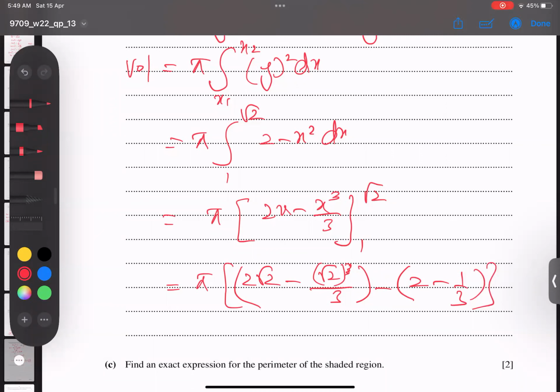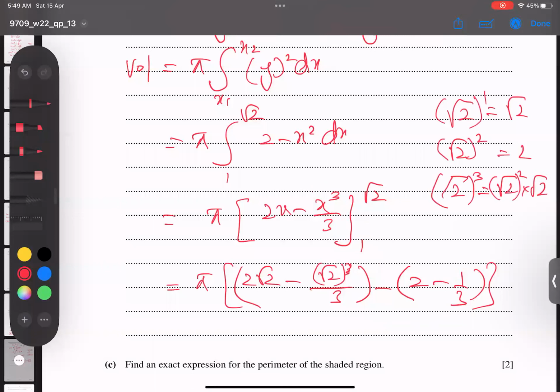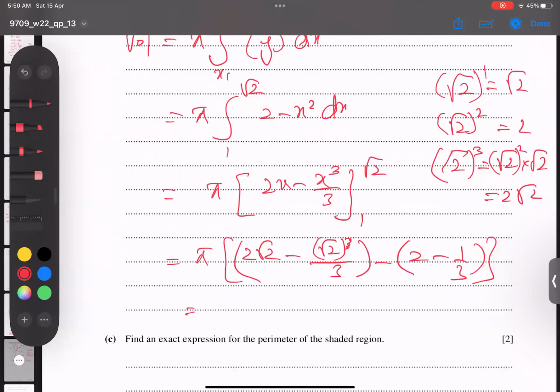After this, for your knowledge, root 2 to power 1 is root 2. Root 2 to power 2, the square root cancels out, we get 2. Root 2 to power 3, I can write as root 2 to power 2 into root 2, because the powers add to give 3. We just got 2, so it means I get 2 root 2. So make sure whenever a cube is on the top, the answer is 2 root 2. So 2 root 2 minus 2 root 2 by 3.